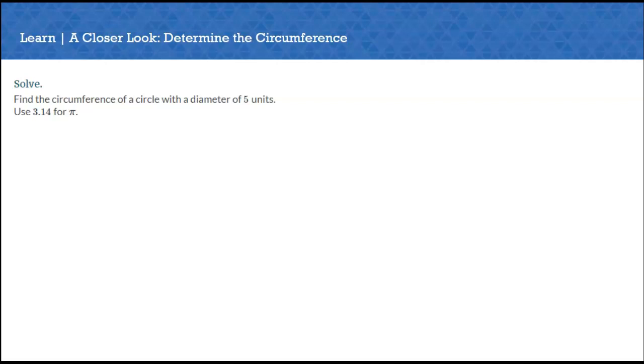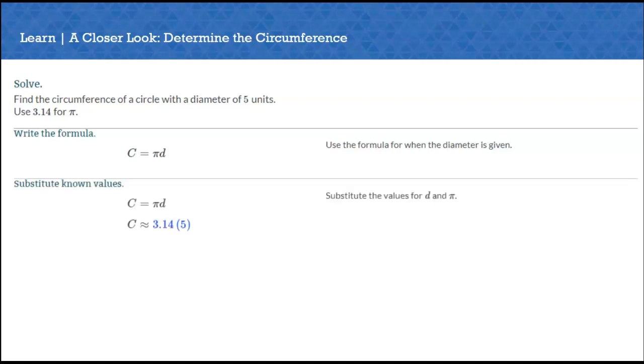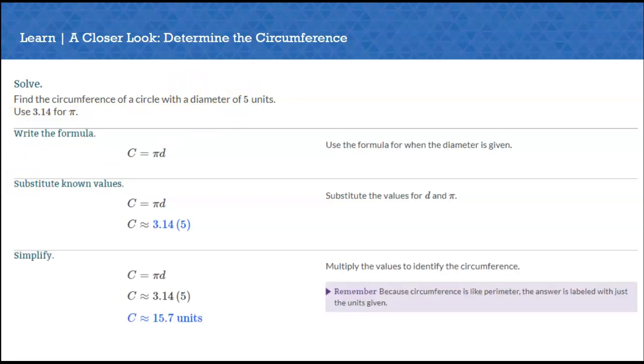Here we're going to find the circumference of a circle with a diameter of 5 units. Notice it says to use 3.14 for pi. So we're going to use the formula C equals pi d. Then we're going to plug in 3.14 for pi, as it told us to do, and plug in 5 for the diameter. Now we're going to multiply, and we get that the circumference of this circle is approximately 15.7 units.